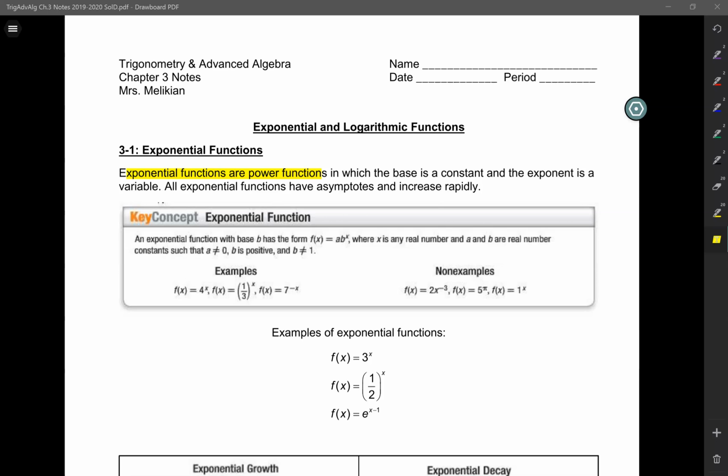Okay, so they're power functions, and the difference here is that, whereas before we're used to seeing something like y equals x squared, x to the 5, and so on, now exponential functions have their base as a constant and the exponent is the variable. So for example, now an exponential function will look like y equals not x squared, but 2 to the power of x. Okay?